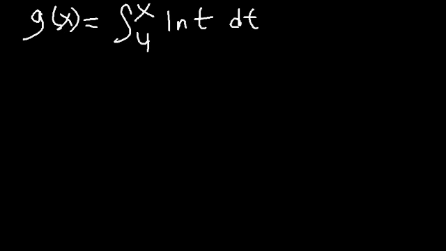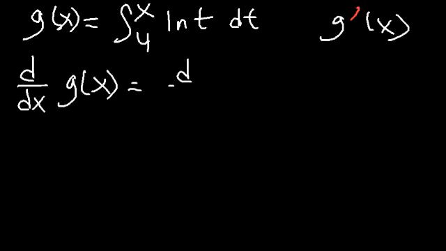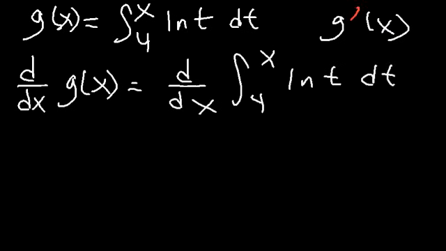Let's try another example. Let's say that g of x is equal to the antiderivative of 4 to x ln t dt. And let's find g prime of x. So in order to find g prime of x, we need to take the derivative of both sides of the function with respect to x. The derivative of g of x is g prime of x. And according to the fundamental theorem of calculus, the derivative of the integral of ln t dt is simply going to be ln x.